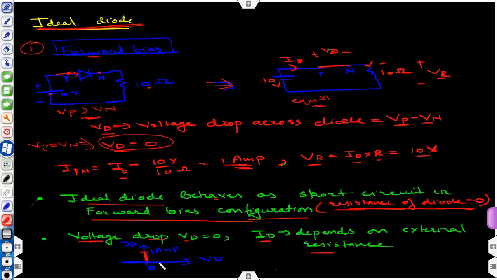If I want to show it graphically, I will plot I on the y-axis, and voltage VD on the x-axis. Remember that I am not plotting the external voltage V. I want VD, so VD versus I. The voltage drop across the diode is zero, and for this zero voltage drop, the current is 1 ampere.